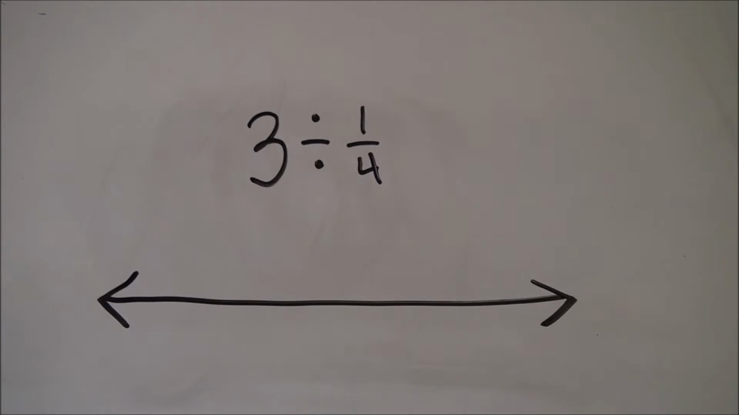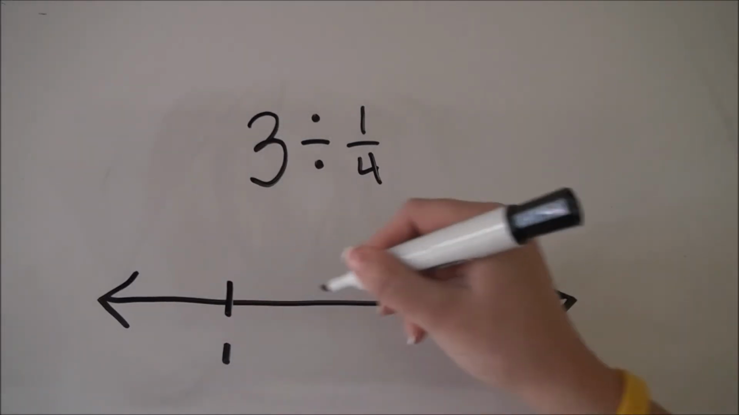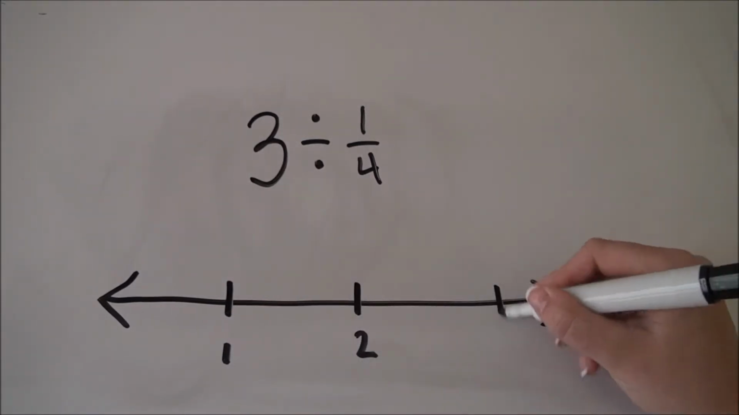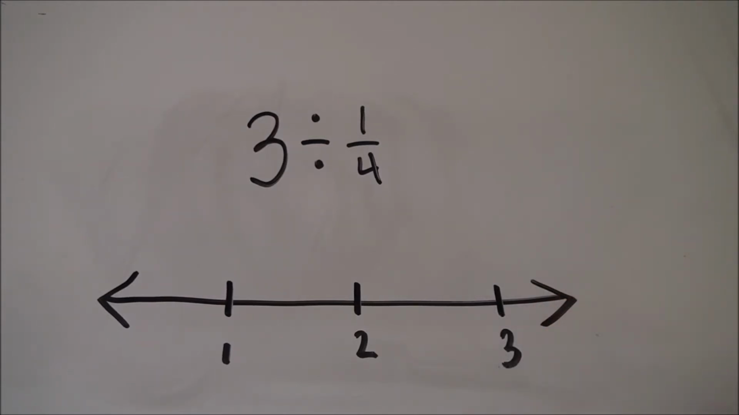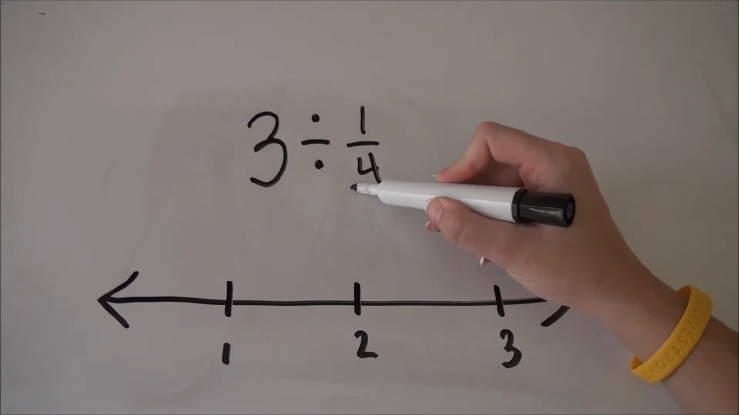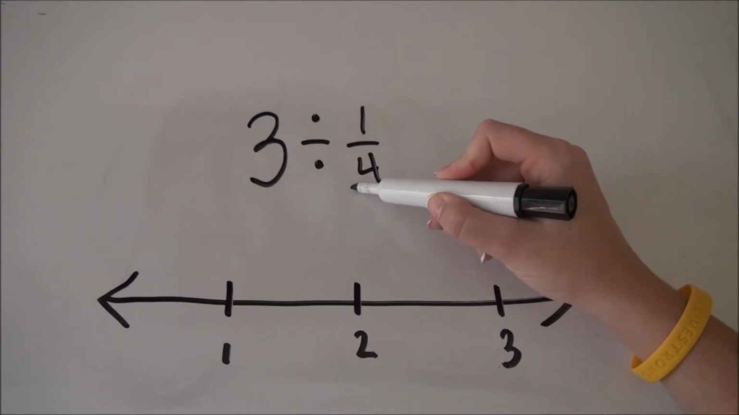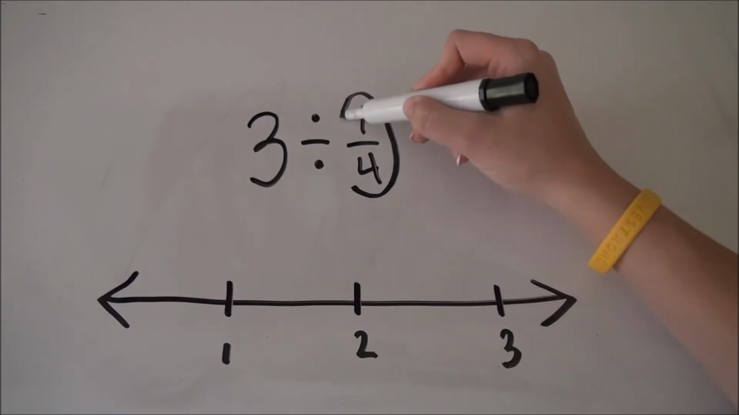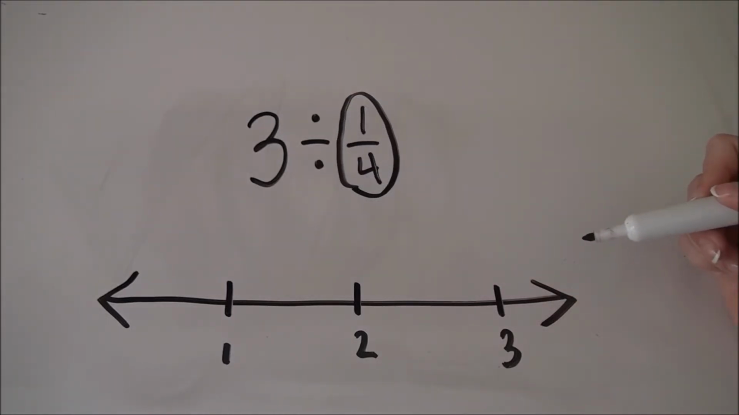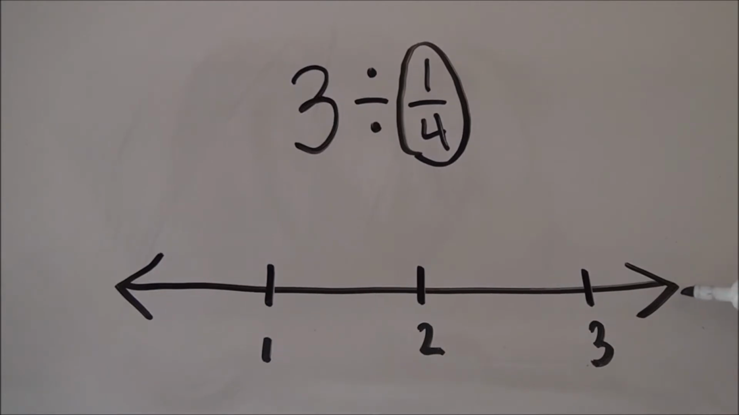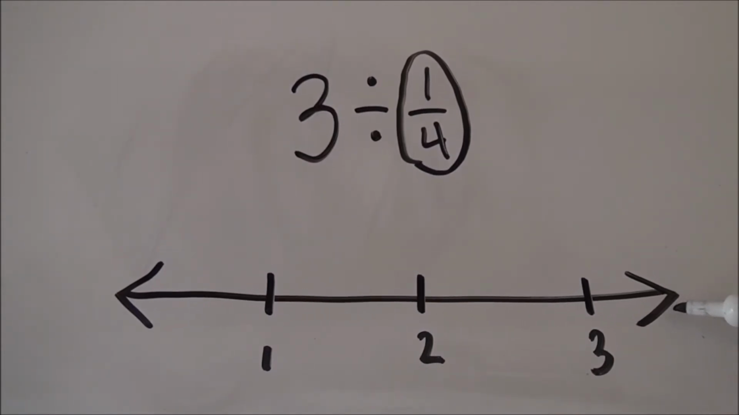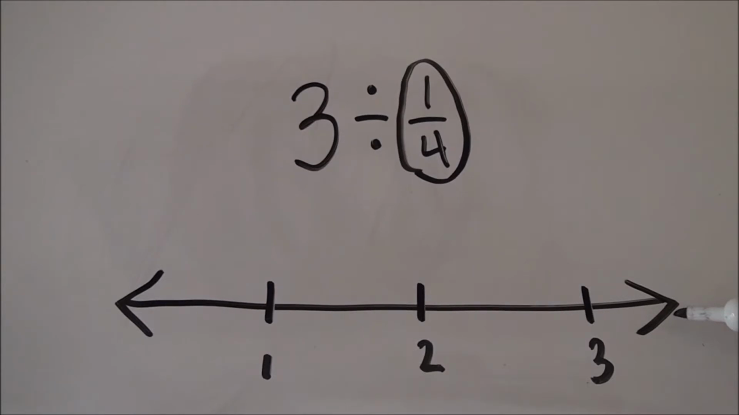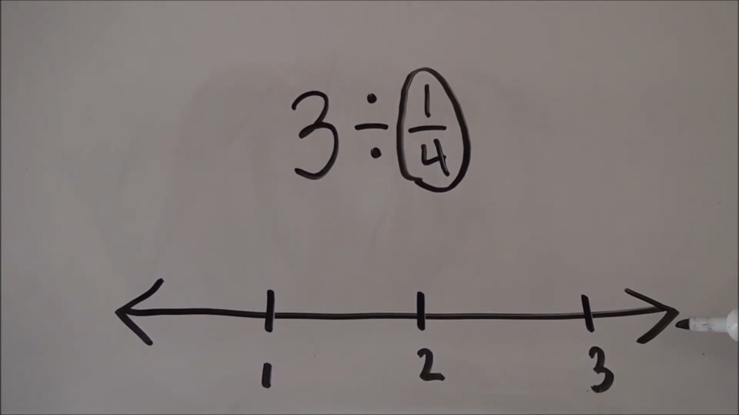We can determine how many friends he has by using a number line and splitting 3 wholes into 1/4 pieces. 3 divided by 1/4. This can be reread as how many 1/4 are in 3 wholes. So, I have a number line here, labeled with 3 wholes. I need to know how many 1/4 are in 3 wholes.